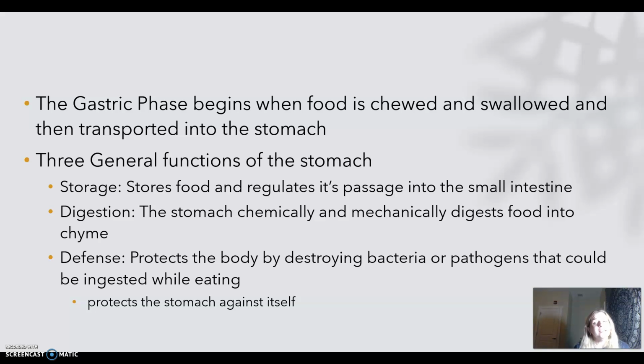So the next function is digestion, where the stomach chemically and mechanically digests food into chyme. And chyme is a soupy substance that is produced in digestion. The next function includes defense, where it protects the body by destroying bacteria or pathogens that could be ingested while eating. This can also include things stuck in the mucosal airway. The stomach also protects itself from itself because it can damage itself through its own secretions.